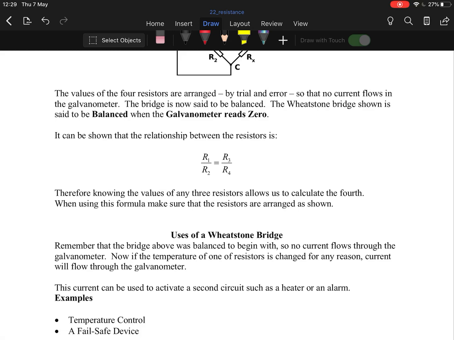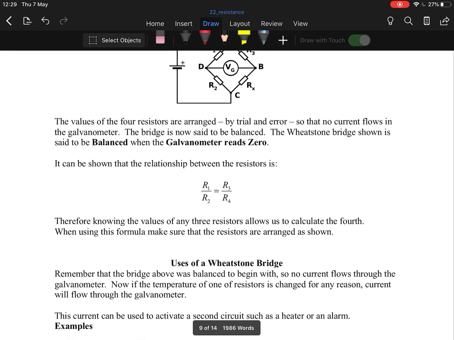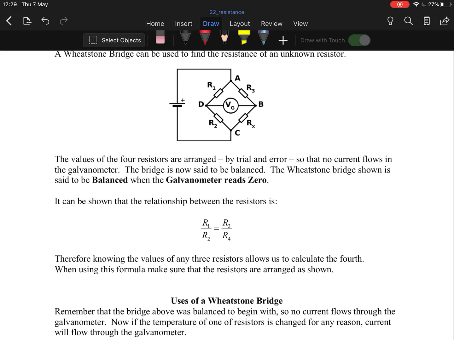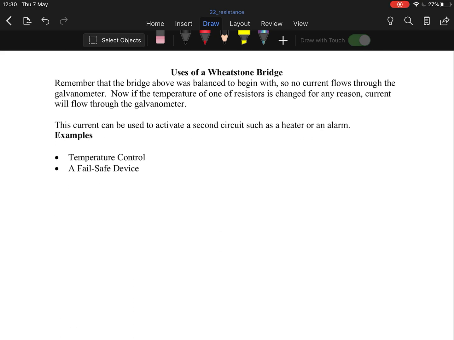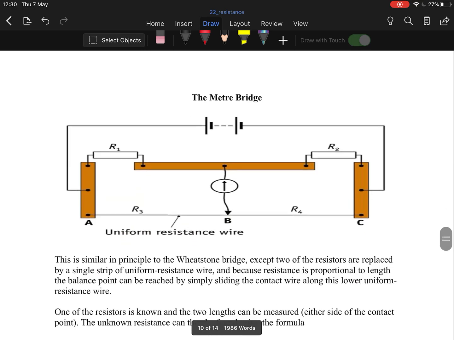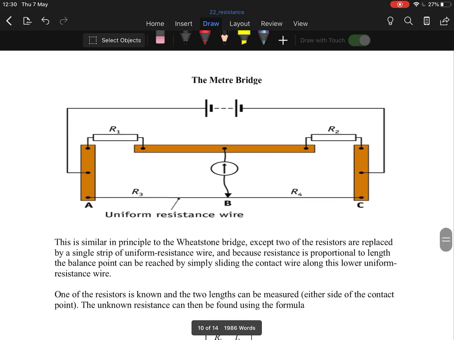Now, the reason this works is it's usually used in fire alarms, whereby if the temperature increases, the resistance in one of these resistors will change. And what that does is, because that changed, the Wheatstone bridge is no longer balanced, which means the current flows, and that triggers the alarm, okay? So that's how it works, okay? Temperature controls and fail-safe devices, okay?